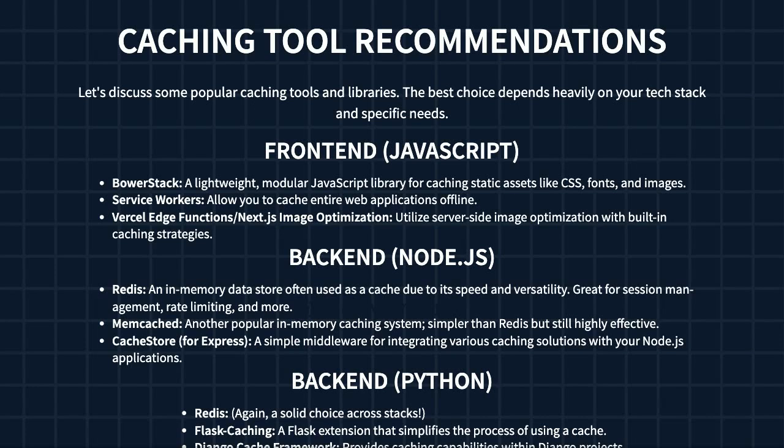Okay, let's talk about what tools you might use for caching in your tech stack. On the front-end side, with JavaScript, BarStack is a good lightweight option for static assets, while service workers are fantastic if you need to handle offline functionality. And don't forget Vercel's edge functions and Next.js image optimization. They really streamline the process. Moving to the back-end, Redis and Memcached are consistently popular choices due to their speed. They are great for things like session management and rate limiting. You'll also find tools like CacheStore for Node.js and Flask caching, or Django's cache framework if you're working with those languages. It's all about picking the right tool for the job, keeping scalability and ease of integration in mind.